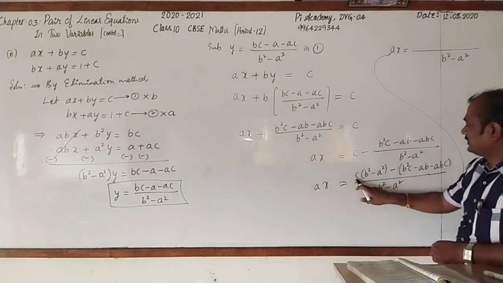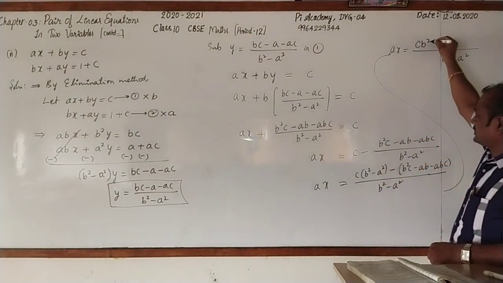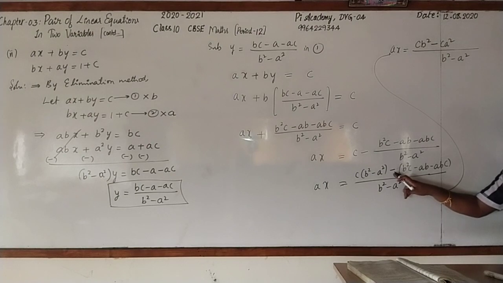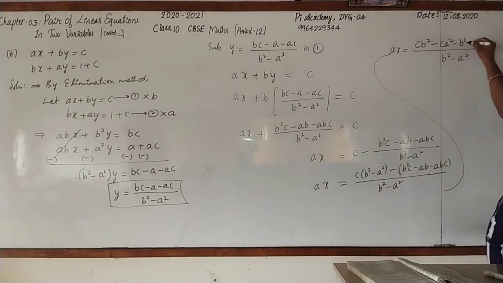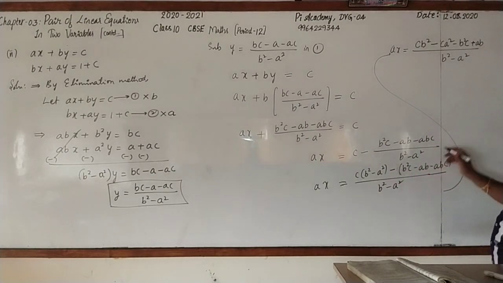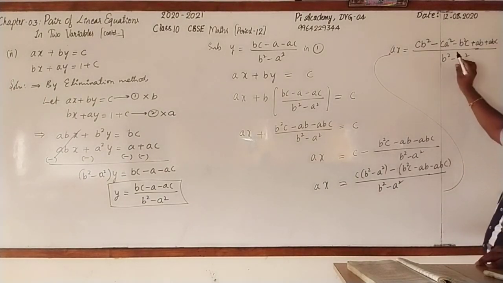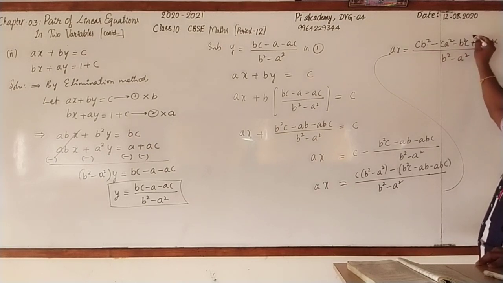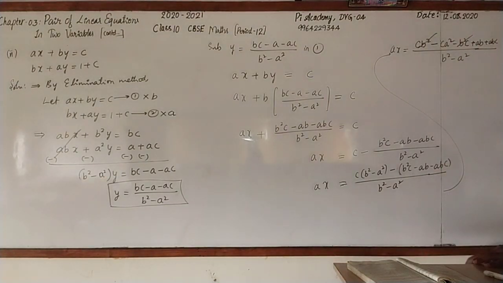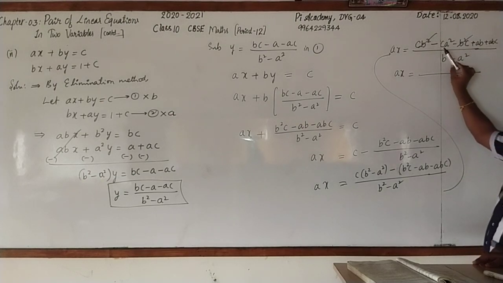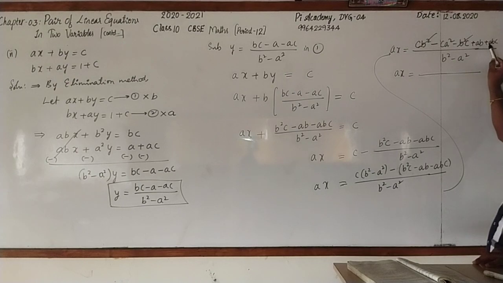Then multiply c into b square, cb square, c into a square, ca square. Start multiplying by the minus sign. Minus b square c, minus into minus plus ab, minus into minus plus abc. Now observe here. Here b square c minus b square c get cancelled. Then ax is equal to, you can notice that the remaining terms are minus ca square plus ab plus abc.